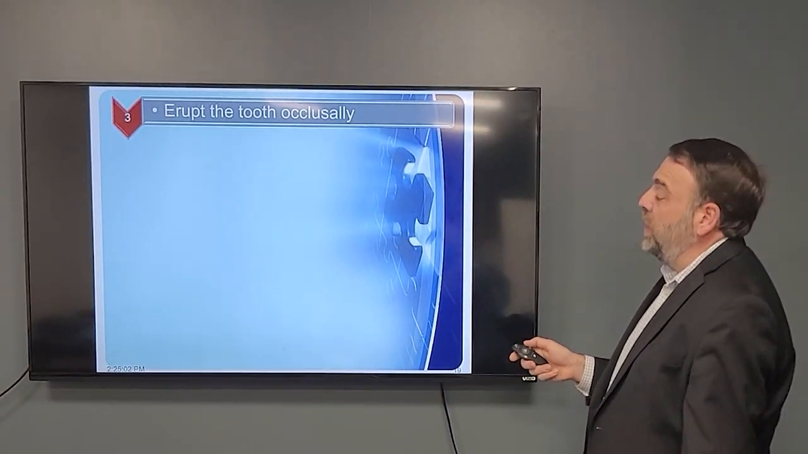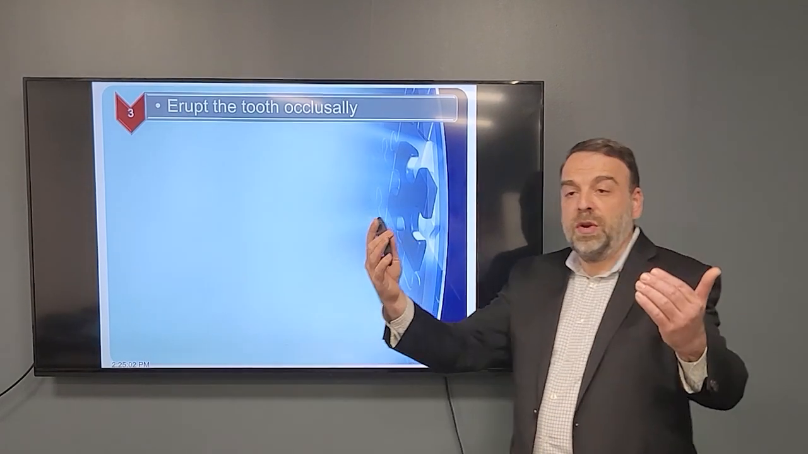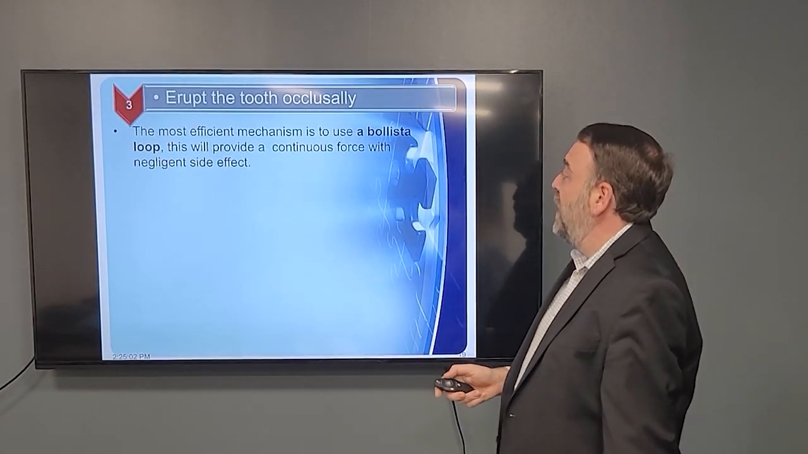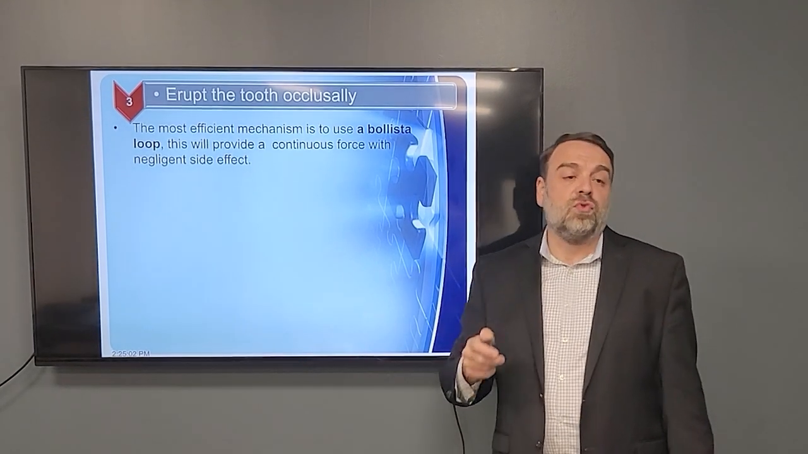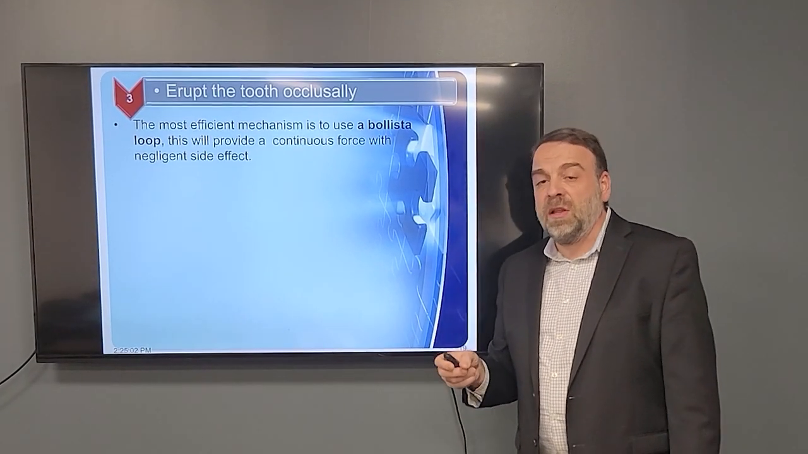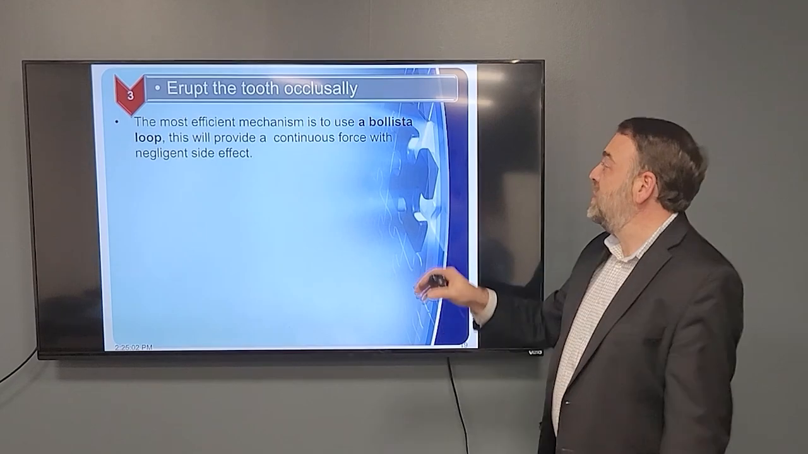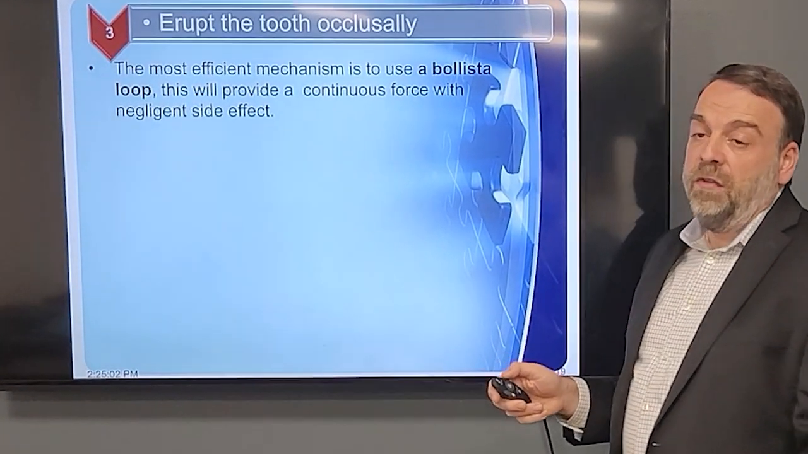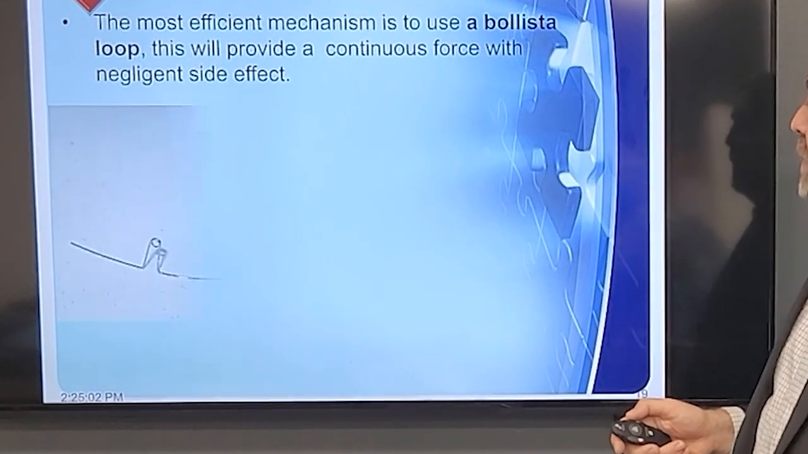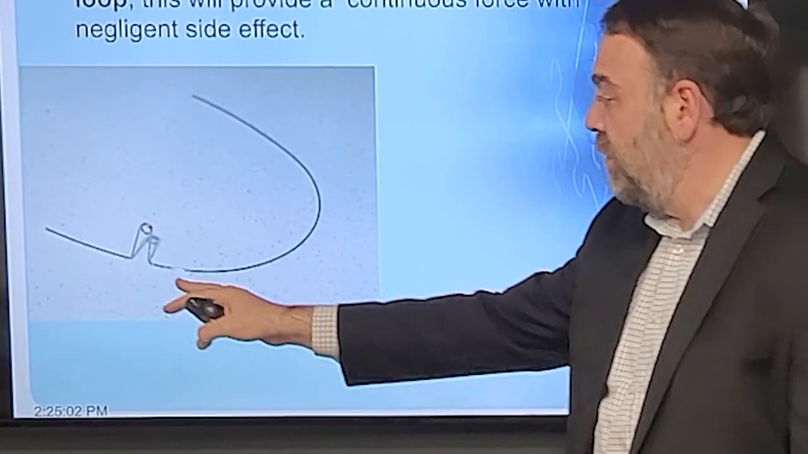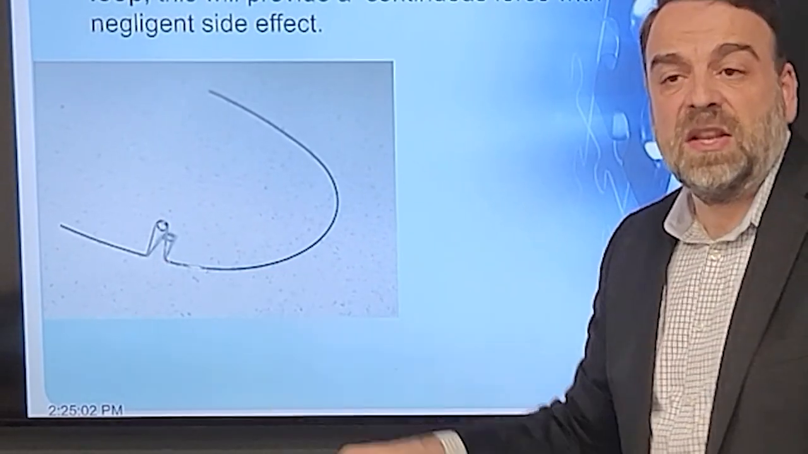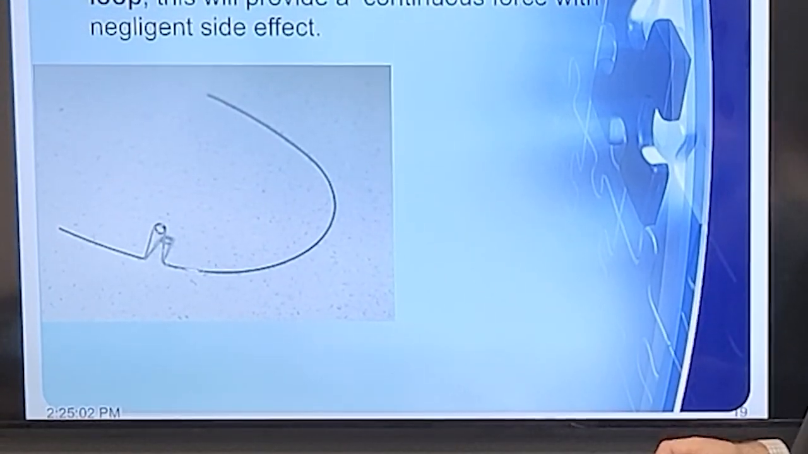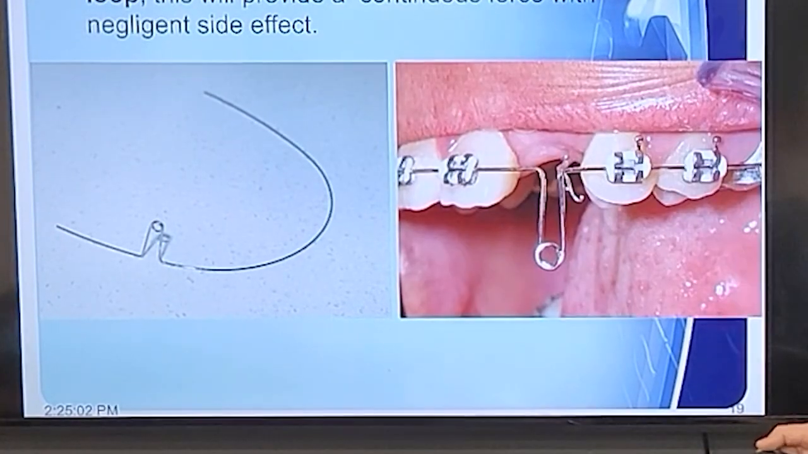Now, after we brought the tooth backward, we want to bring it where? Occlusally, correct? And that's the third step. The most efficient way to do it, especially if you have a palatally impacted canine, is to use a ballista loop. The ballista loop will provide enough force with minimal side effects. Usually I use a 14 or 16 stainless steel. In extreme cases you can do 18, but usually I don't like to use 18.